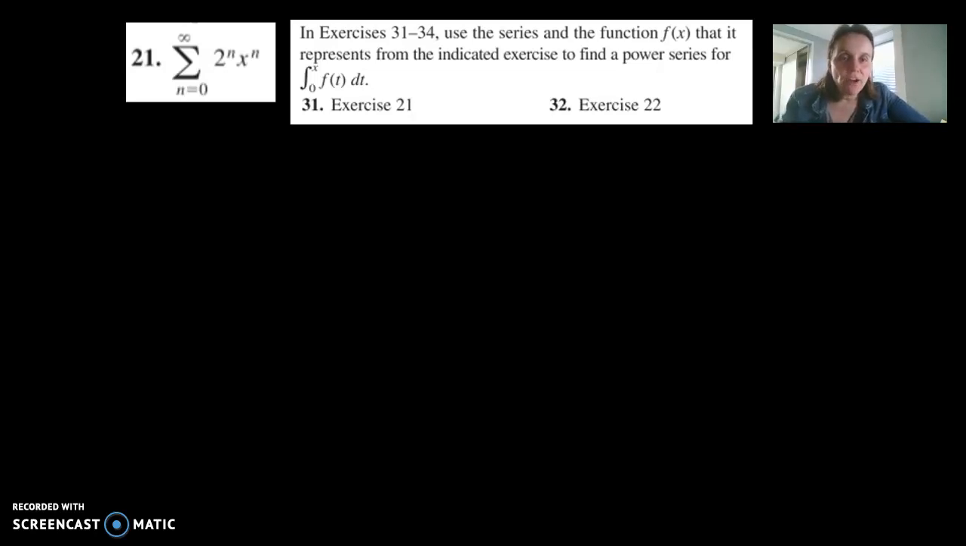Calculus students, I had an office hours question today about exercise 31 from the textbook, from section 9.1. And the textbook refers to exercise 21. So I'm going to actually answer exercise 21 first, and then I'll answer exercise 31.